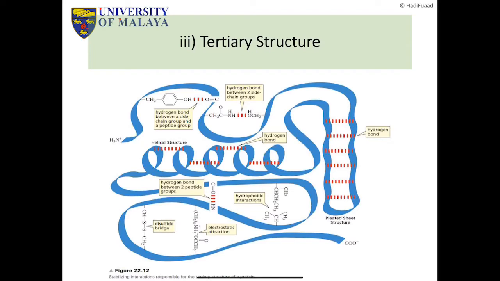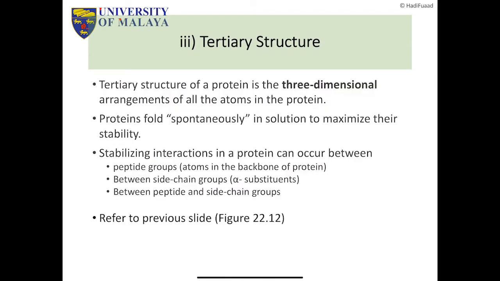Alright, so moving on to the next structure, which is the tertiary structure. Tertiary structure of a protein is the three-dimensional arrangement of all atoms in the protein. Protein folds spontaneously in solution to maximize their stability, and the stabilizing interaction in the protein can occur between a peptide group, between the side chains, and between peptide and the side chain itself. Okay, so the interaction is not limited to only the R groups or only the backbone, so it can occur anywhere.